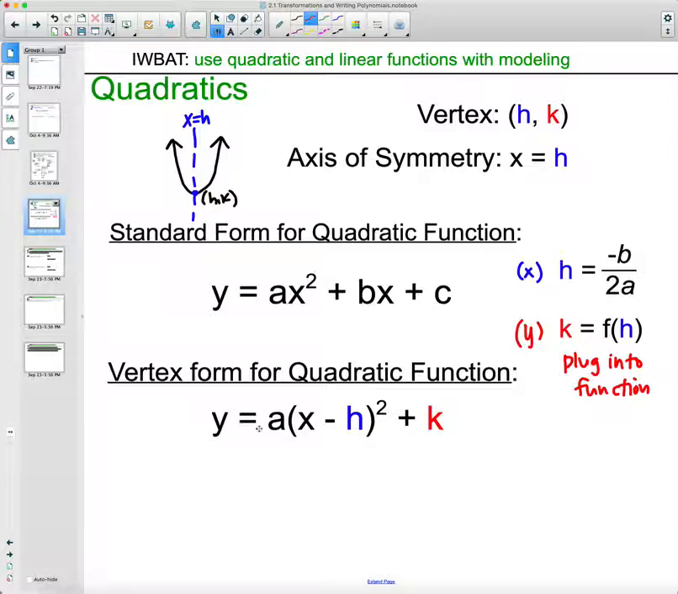Then we have vertex form. So y equals a times the quantity x minus h squared plus k. This is also transformation form. So this h value here is going to move the parabola left or right. The k is going to move it up or down. And then the a value is going to be a vertical stretch. So let's take a look at both of these forms.